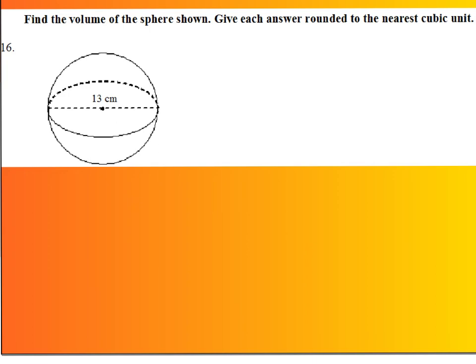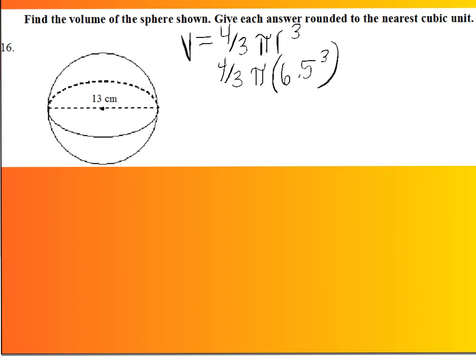Number 16 says, find the volume of the sphere shown. Give each answer rounded to the nearest cubic unit. Well, volume for a sphere is found by 4/3 pi r cubed. Given to us is the diameter. I know it because it has the line going all the way from one side to the other. So half of 13 is going to be 6.5. So I have 4/3 times pi times 6.5 cubed. And I'm just going to put that in my calculator.